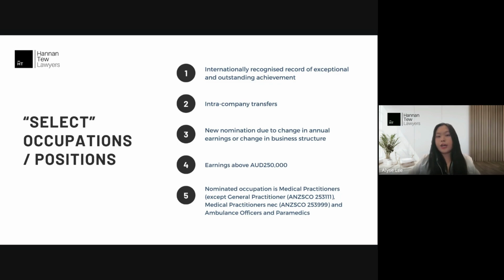If a current 482 visa holder requires a new nomination to be lodged solely because their earnings have reduced, or if there is a change in business structure that resulted in a new application for the business to be approved as a sponsor, they can rely on this. Individuals that earn above $250,000 as their base salary earnings are also a concession. And lastly, if the individual is nominated in an occupation within the medical practitioner and the ambulance officers and paramedics ANZSCO groups, then they will be exempt.